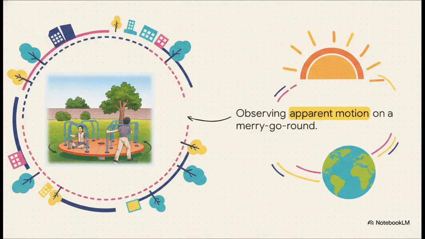Think about it like this. If you've ever been on a merry-go-round at a park, you already know exactly how this feels. When you sit on it and start spinning, say, to the left or anti-clockwise, what happens to all the trees and buildings around you? They look like they're spinning to the right. They look like they're moving in the exact opposite direction. That right there is apparent motion. The trees aren't actually moving at all. You are. And guess what? The exact same thing happens with the Earth and the Sun.